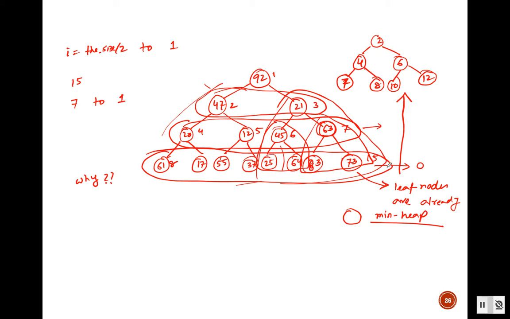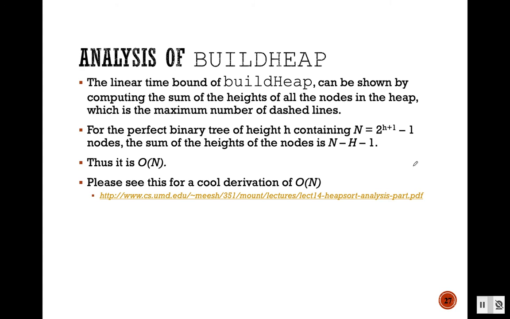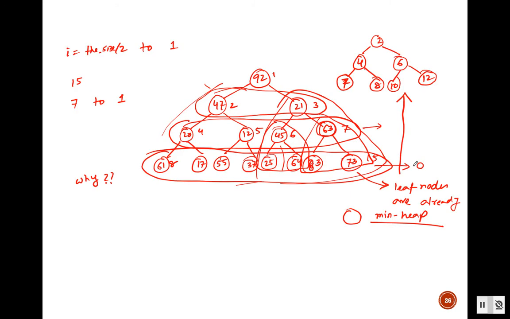All right, now we are going to see the analysis of build heap. Why is the runtime linear? In the worst case, the runtime of this algorithm is order of n. But forget about that. Without knowing the runtime, based on your own justification, do the analysis and think about what the runtime should be.